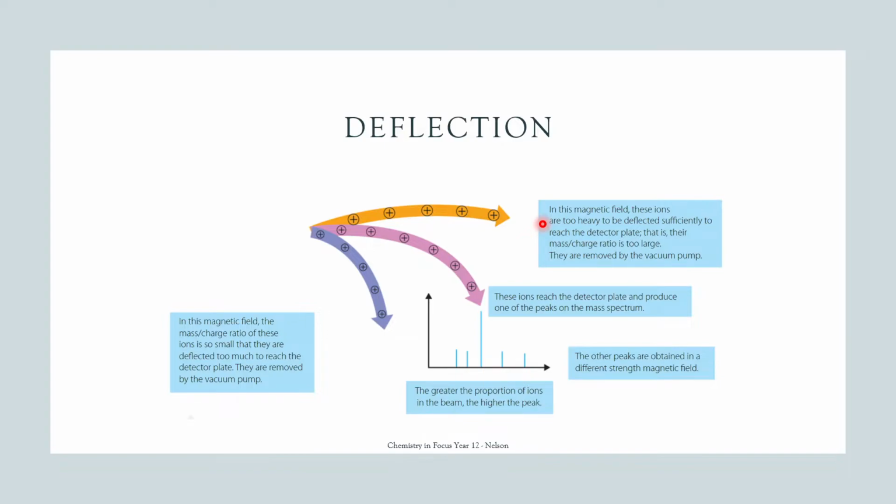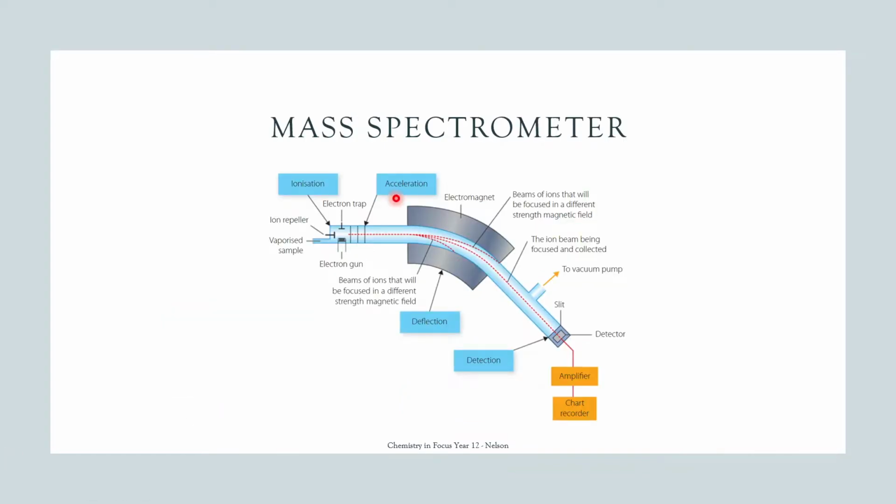What's important about the electromagnet though is that the strength of the magnetic field can change. So what the mass spectrometer can do is first have a really weak electromagnetic field to let the light fragments go through and hit the detector, and then get progressively stronger and stronger and stronger to allow heavier and heavier fragments to be able to hit the detector afterwards.